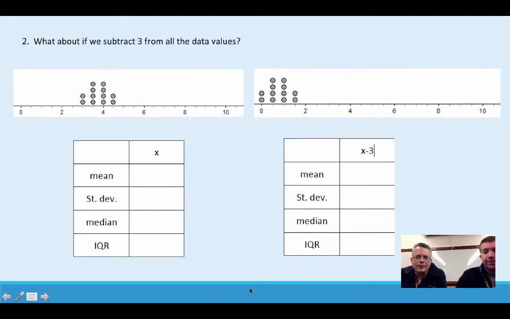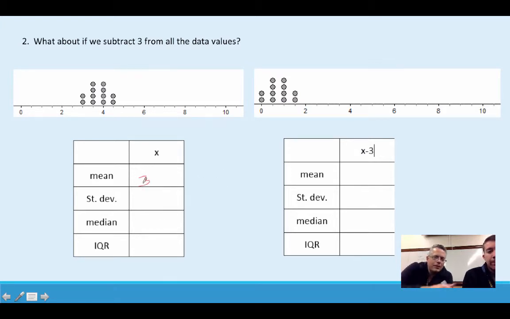Exactly. All right, let's do something else. Now we're subtracting. It scooched to the left a little bit. Yes, it did. The original data and the new data look the same, but if you notice carefully, in the second graph they went 3 to the left.